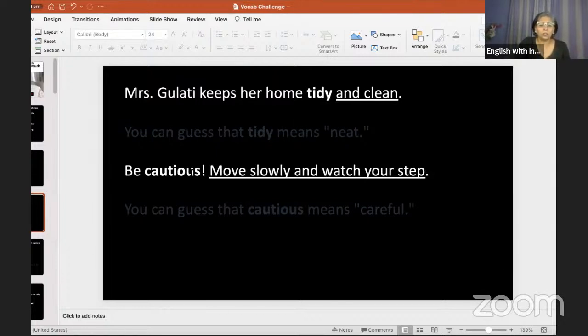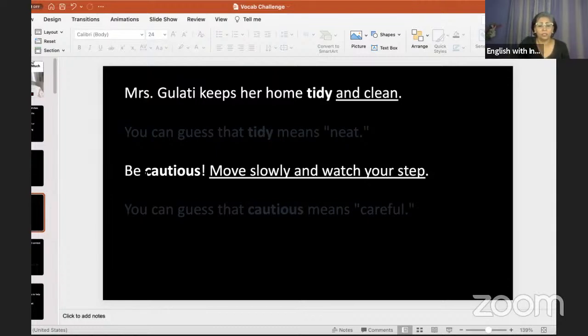Okay. Be cautious. Move slowly and watch your steps. Now, अब उसमें क्या है? Cautious. Here, if we don't know the meaning of cautious, we know that here, move slowly. Move slowly. That means ध्यान से चलो, carefully चलो, right? And watch your steps. Steps means अपने जो कदम हैं उनको watch करो, ध्यान से चलो, धीरे चलो, like that.